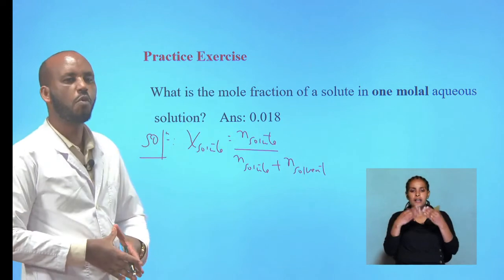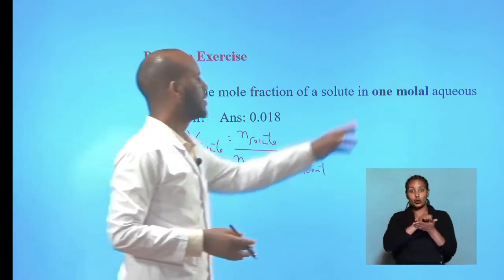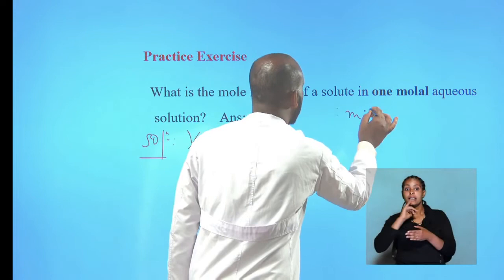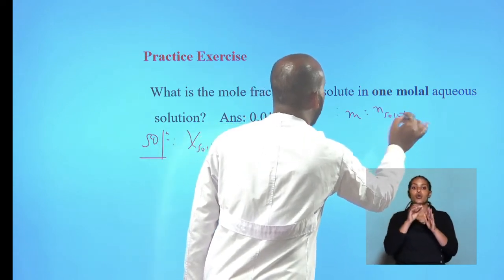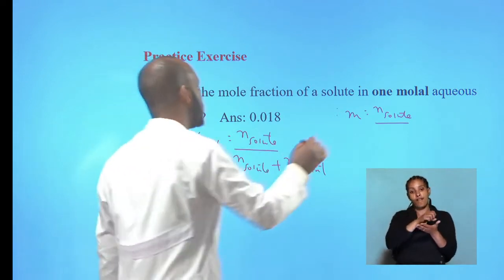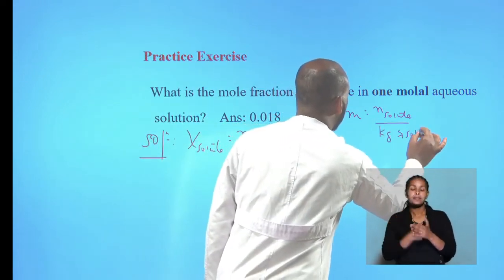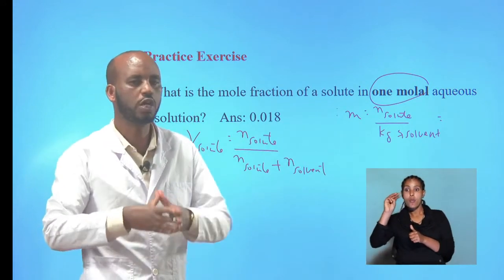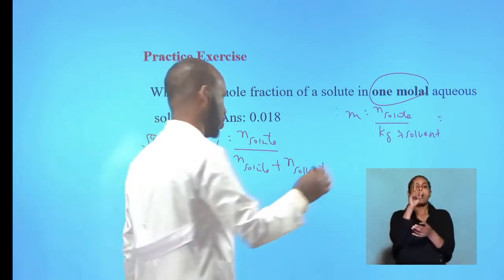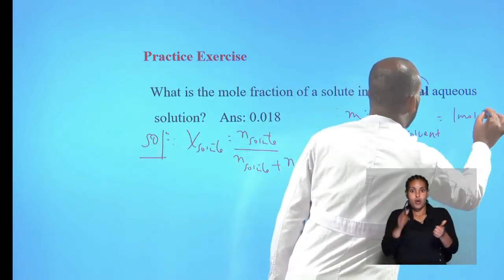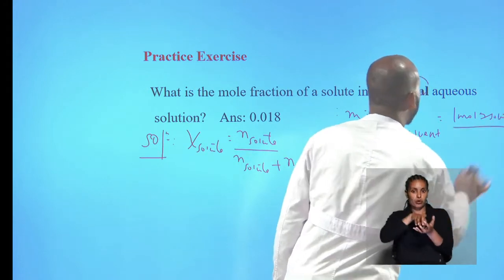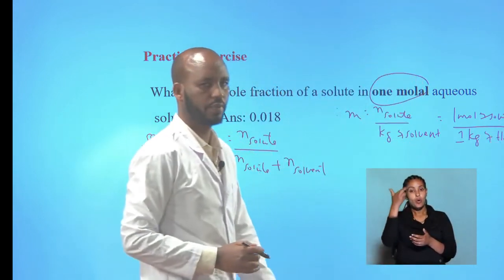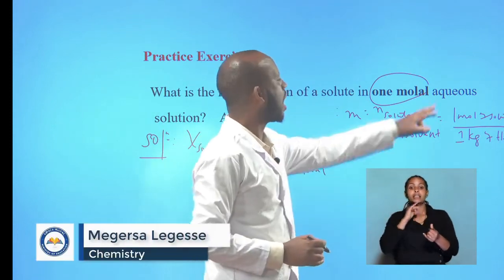What is given? Molality of the solution. Molality of the solution is 1 molal. As we said, molality is defined as number of moles of solute divided by mass of solvent in kilograms. 1 molal means 1 mole of solute is dissolved in 1 kilogram of solvent, 1 kg of water. Because the solvent is water, it says aqueous solution.